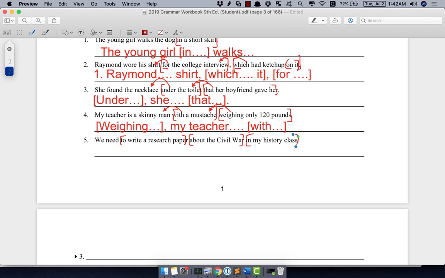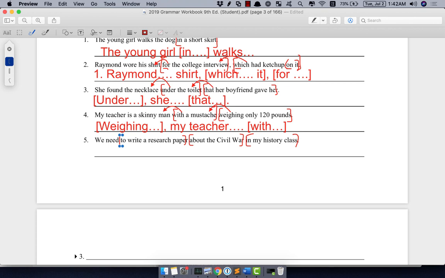So "to write a research paper," this "to" is actually not really a modifier, because it's like "need to do something," so it's like one thing, "to write." But either way, if you bracket the phrase "to write," that's fine. It doesn't matter too much. So is the sentence correct? So "about the Civil War," what does it describe? It describes the research paper. So like 关于 Civil War, the research paper. The research paper about the Civil War.